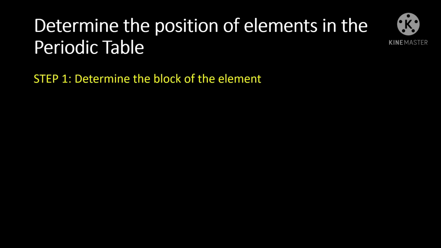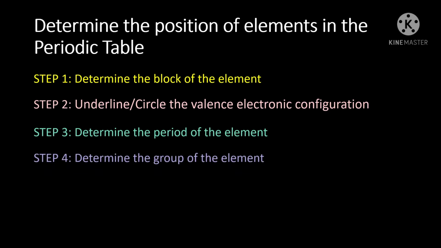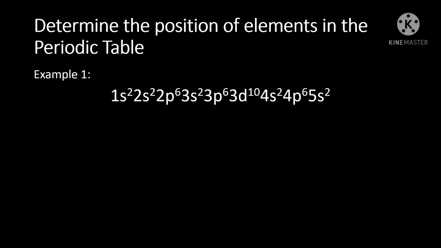Step number 1, we determine the block of the element first. Step number 2, we underline or circle the valence electronic configuration. Then in step number 3, we determine the period of the element, and step number 4, we then determine the group of the element.